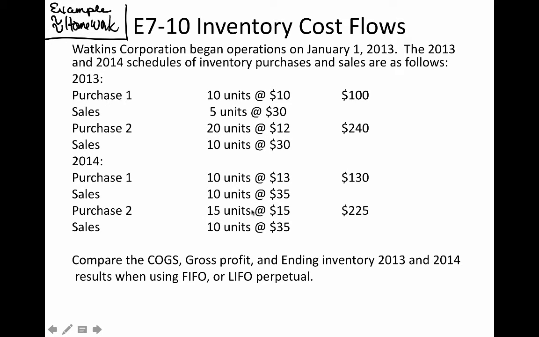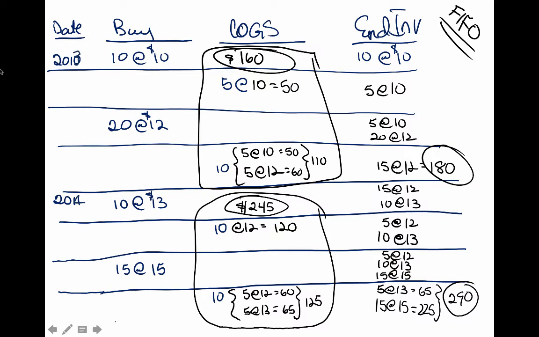So notice this is very much a chronological order, and we account for our inventory chronologically. And this is how we do it. We're going to do it FIFO and LIFO, just like your homework. In 2013, we have a date column, we have a buy column, we have a cost of goods sold column, and let's track our ending balance in inventory column. So in 2013, we buy 10 units at $10, so inventory at that time has 10 units at $10 in it. We sell 5 units.